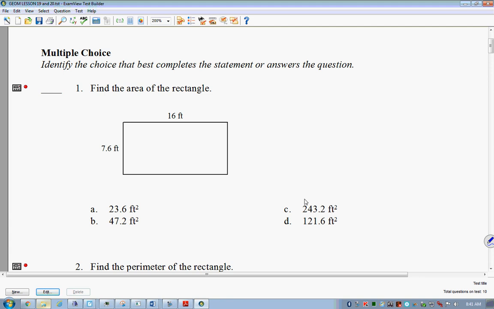All right, I'm being told that D is correct. How did you find it? Just verbally. All right, 16 times 7.6 comes out to 121.6. Okay, very good.